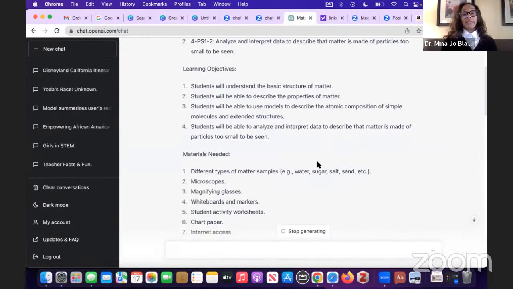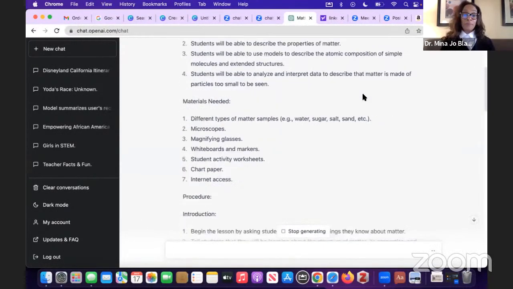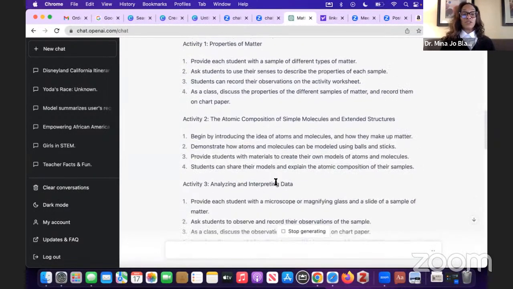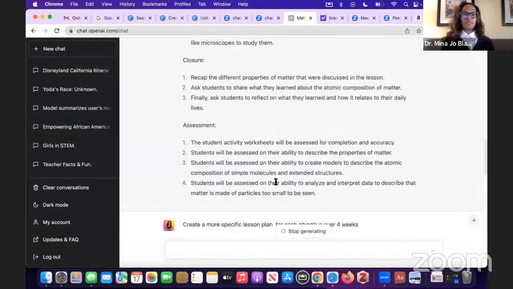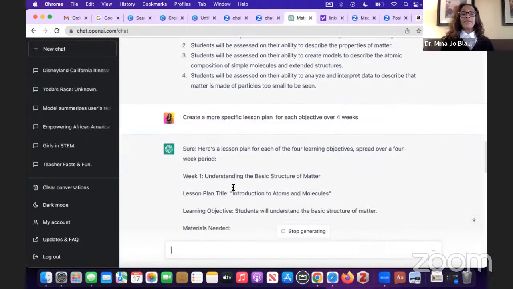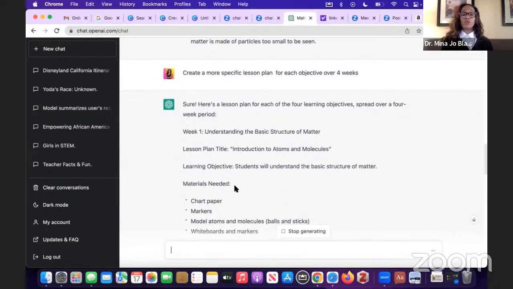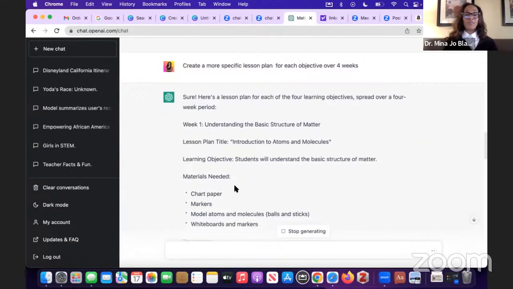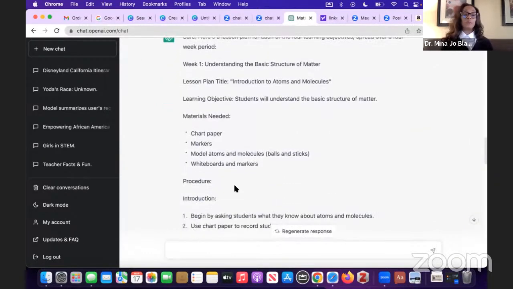Now, when it's generating this, it's going to be looking at the same information. I'm in the same chat. So it goes into, let's see if we can get there, because it gave a closure. It says, sure, here's a lesson plan. It gives you week 1, understanding the basic structure of matter. Introduction to atoms and molecules. Now, if this is your area of expertise, you're going to be able to make this even better. But this is a great scope and sequence to get a newer teacher started.